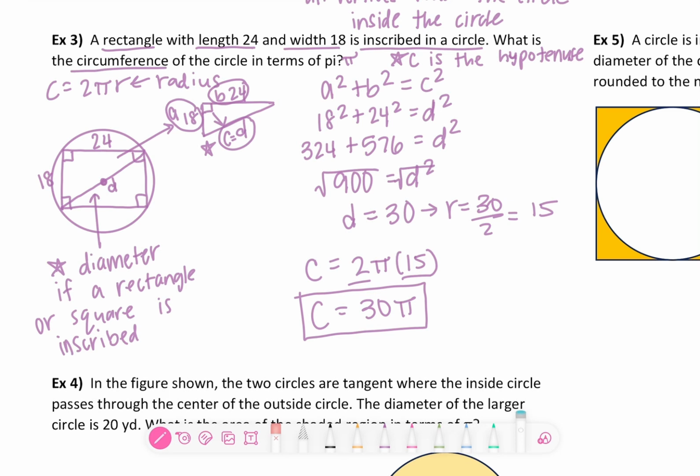Once you find the value of diameter, just divide it by 2 to get the radius, and then you just plug that into your circumference formula. Or, honestly, if it's asking for area, same thing. Use a different formula, but you still just plug in.